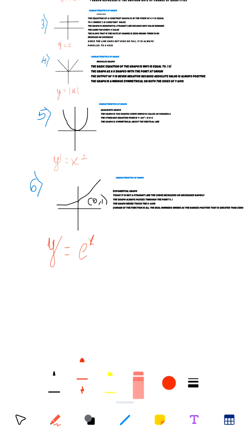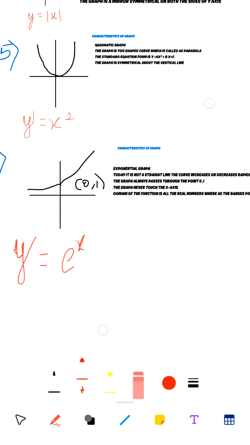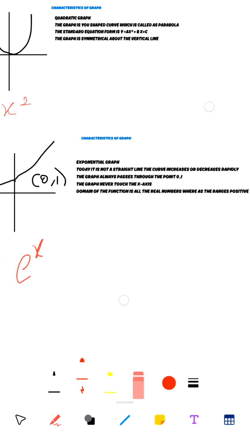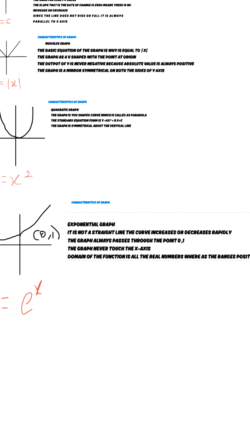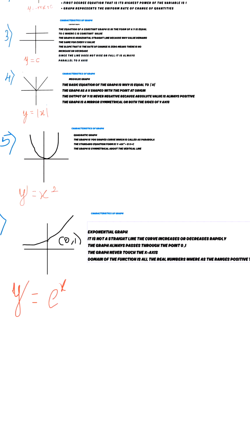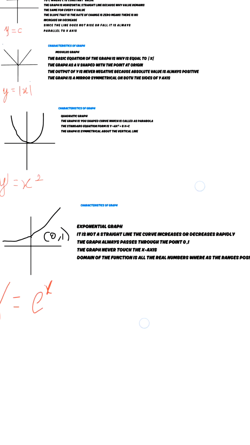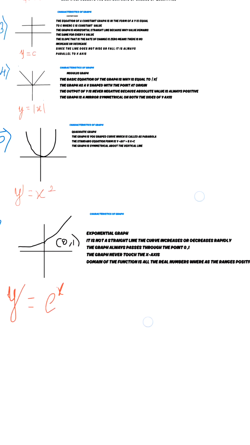Now let us go to the sixth graph, that is the exponential graph. It is not a straight line. Can you observe this one? It's a curved line. It may be increasing or decreasing rapidly. The graph always passes through the point on the y-axis, that is (0, 1), and the graph never touches the x-axis.